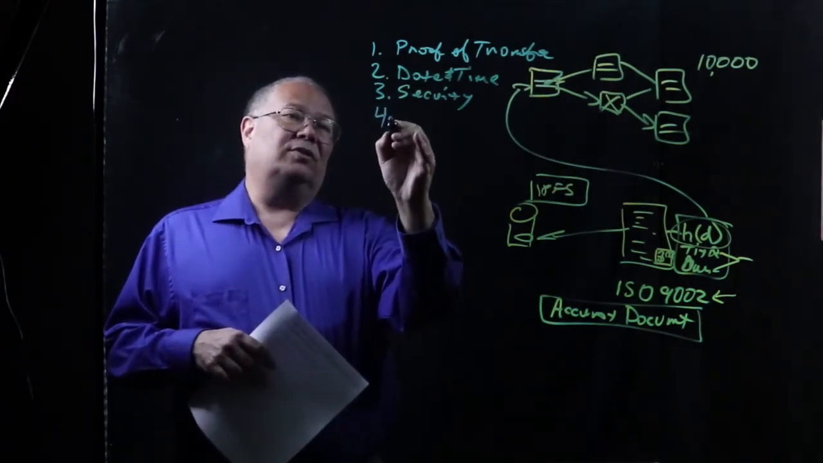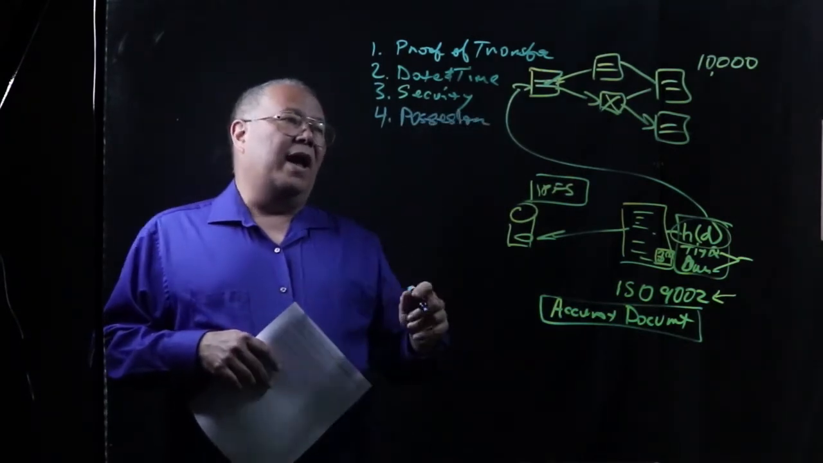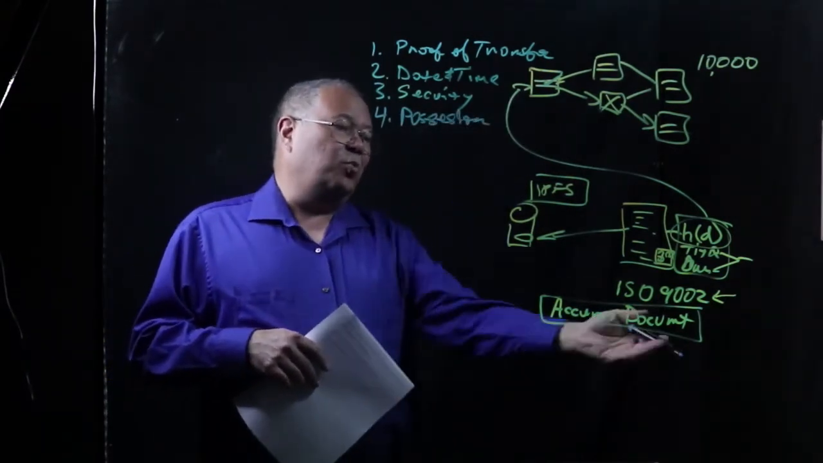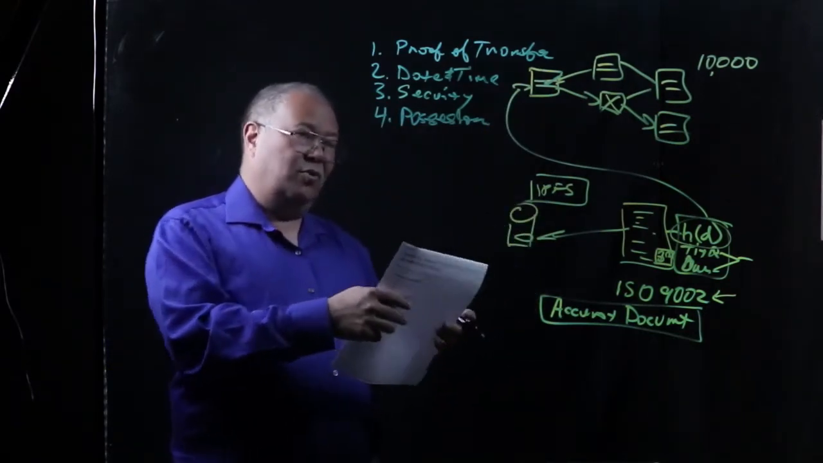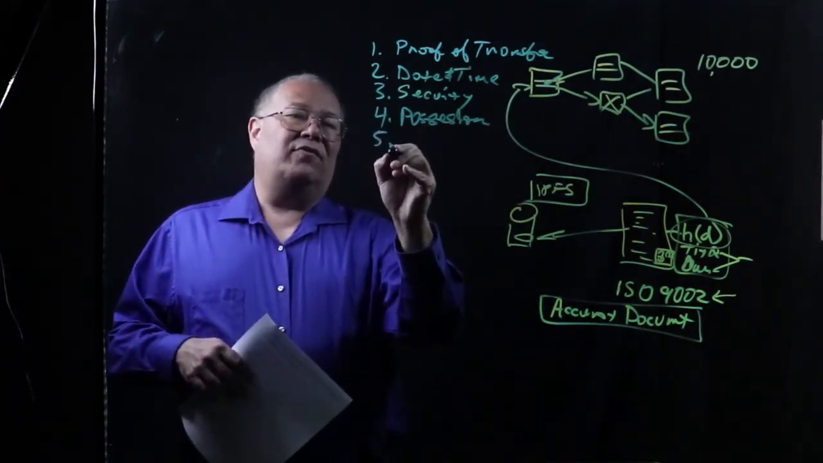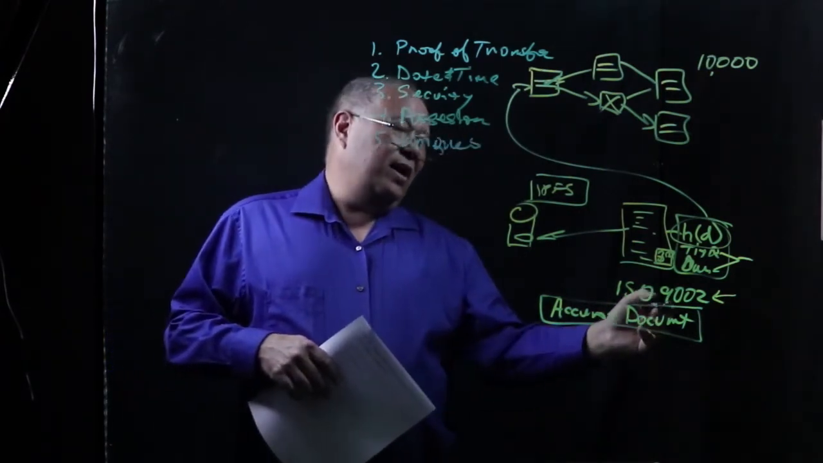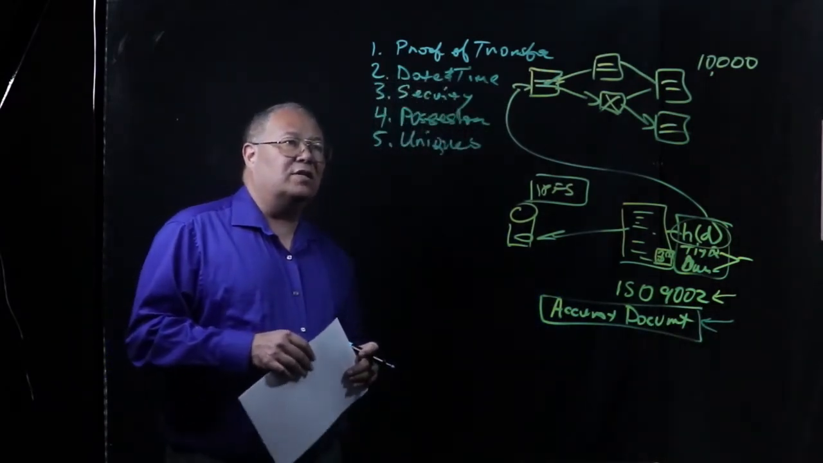Proof of possession. And this is one of the things that you're exploiting in here. You're saying the owner of the document is really the owner of the document. They possess this document and they're saying this is the current thing. And the fifth one is uniqueness. And again, with the ISO requiring the most recent, you're taking advantage of proof of uniqueness.